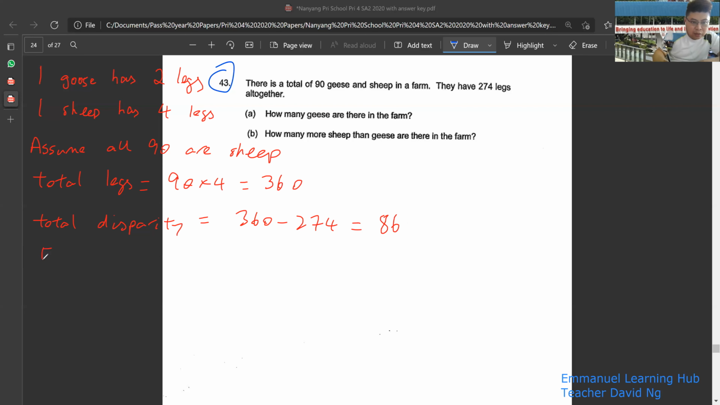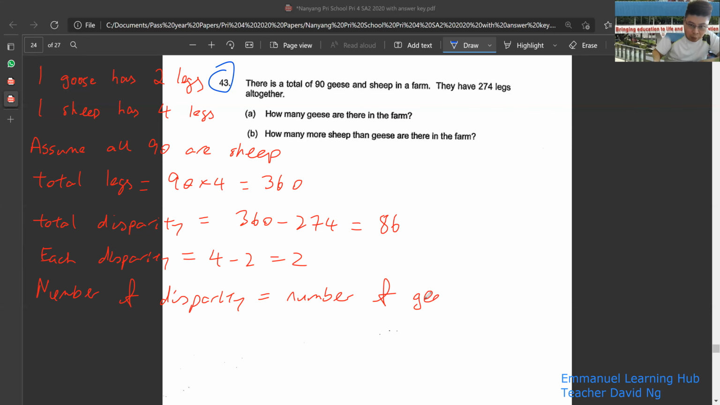So each disparity, right? Each disparity is 4 minus 2. 4 legs minus 2 legs. So this is the total disparity. This is each disparity. Number of disparity. Number of disparity is the number of geese. 86 divided by 2, that is 43. So this is called assumption method.